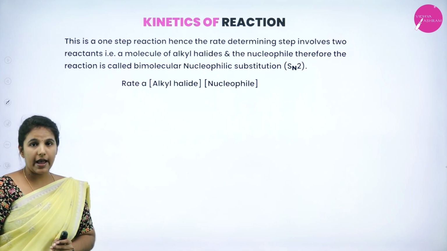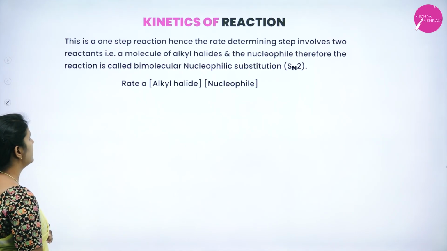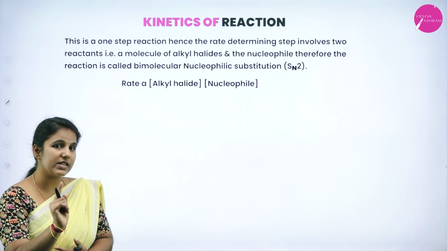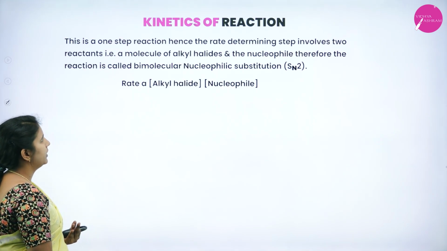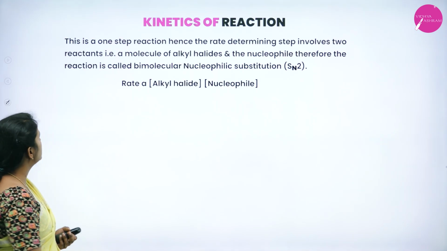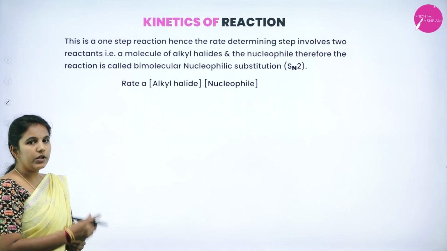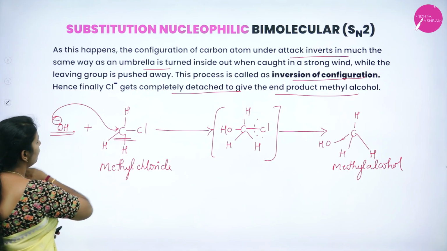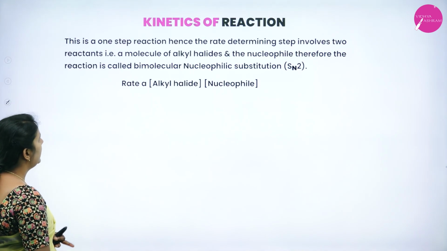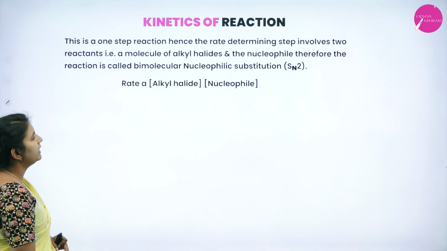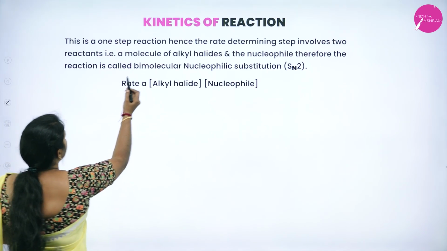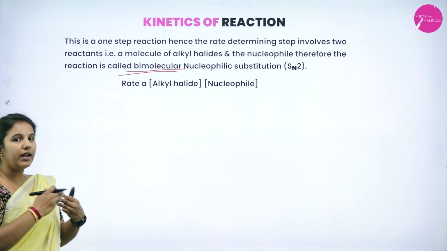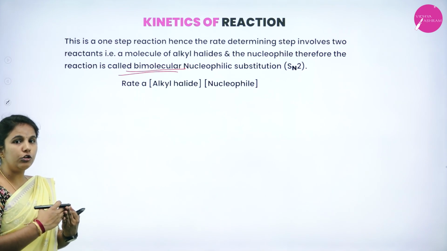Coming to the kinetics of this SN2 reaction mechanism. We have just understood that the SN2 reaction mechanism happens in a single step, right? So the rate determining step involves two reactants. In the first step only, we have observed that both the alkyl halide and the nucleophile are involved, right? So the reaction is known as what? Bimolecular. Why is it known as bimolecular? Because in the rate determining step, both the reactant and the nucleophile are involved.